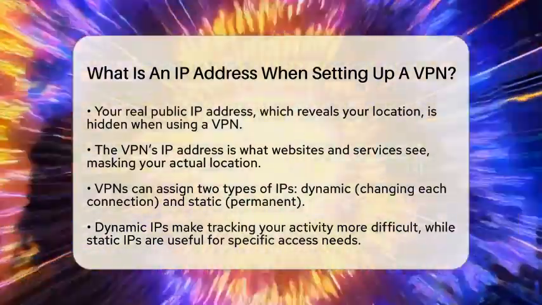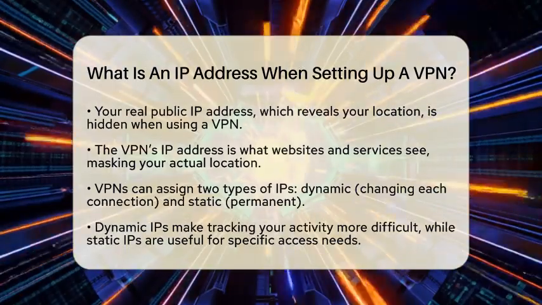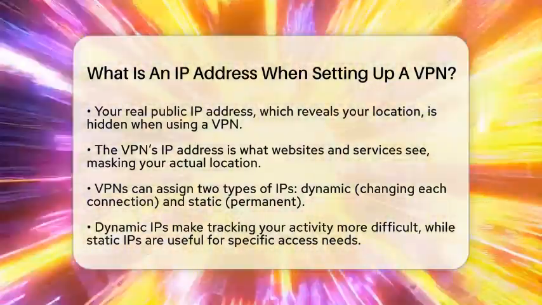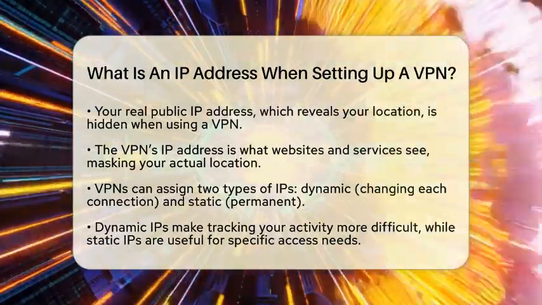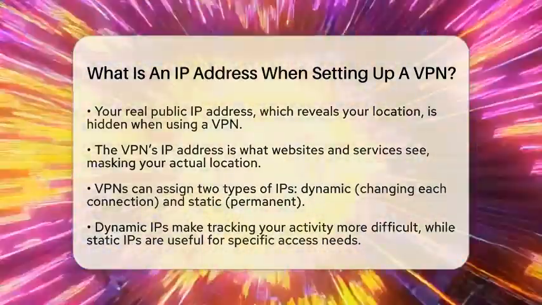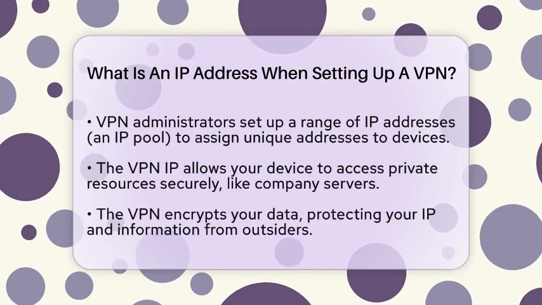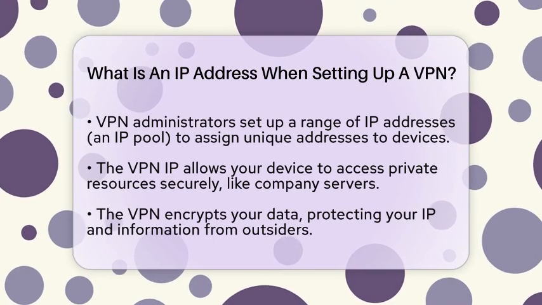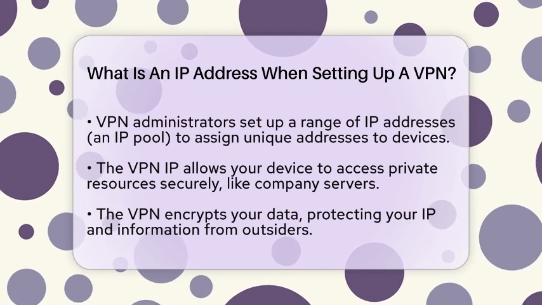VPNs can assign two types of IP addresses, dynamic and static. Dynamic IP addresses change each time you connect. This makes it harder for someone to track your activity over time. Static IP addresses stay the same for every connection, which can be useful if you need to access certain services that only allow specific IPs.